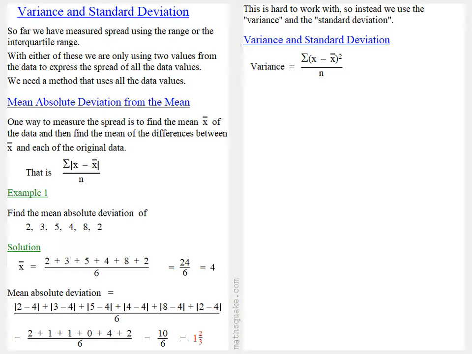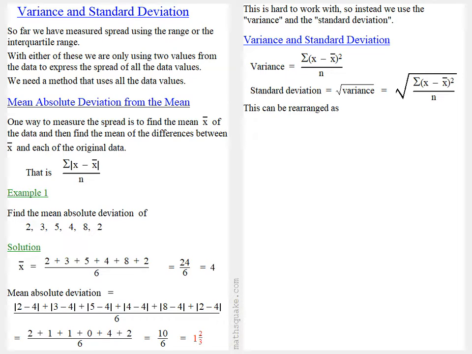Now what that is, it's the sum of each of the terms minus the mean squared divided by the number of terms. Now the problem with the variance is all the terms have been squared, and that means we've got a measure of the square of the spread. So we need to take the square root of the variance, and that's called the standard deviation. So it's the square root of the sum of x minus x bar all squared all over n.